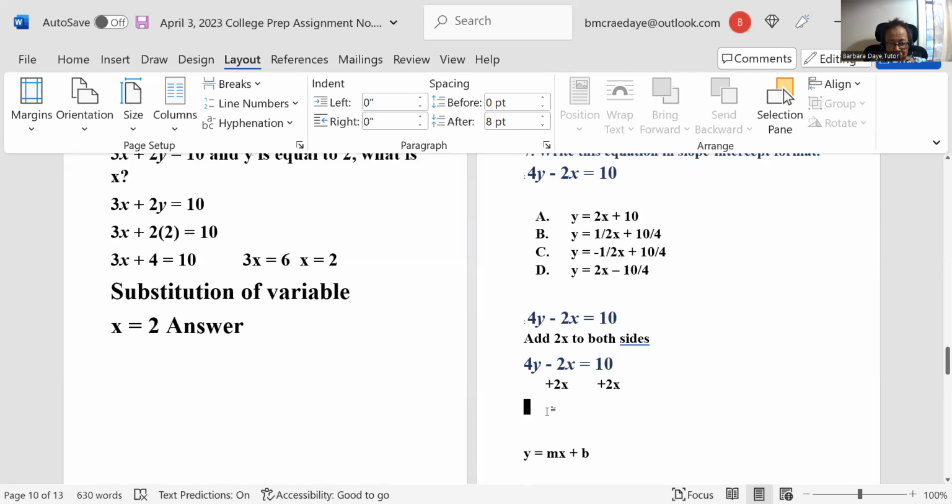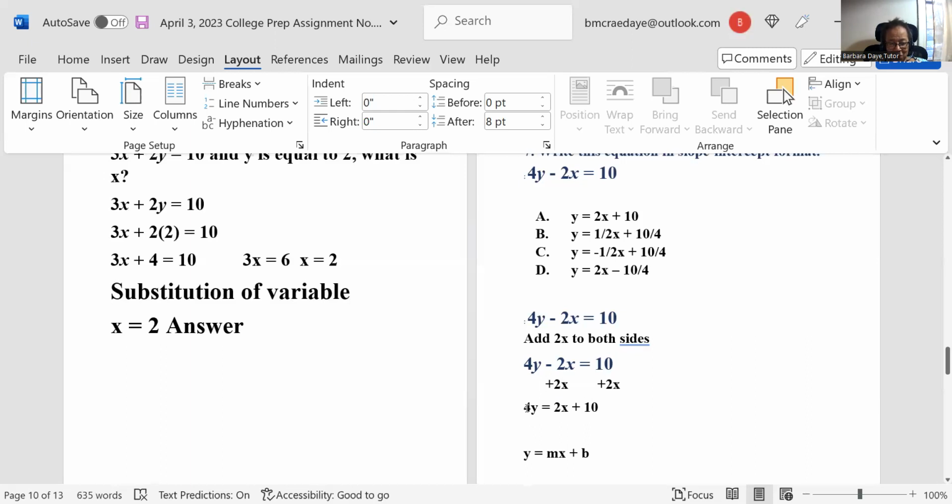Now what do you have left, Mercedes? When you do that operation, what's on the left side? 4y. Oh, I didn't hear you say 4y. Sorry. 4y, and that's minus 2x plus 2x is 0. Yes. So that's equal 10 plus 2x. Now let me put the 2x in front because then it looks like the slope intercept equation. So 2x plus 10. Okay, we're very close now.